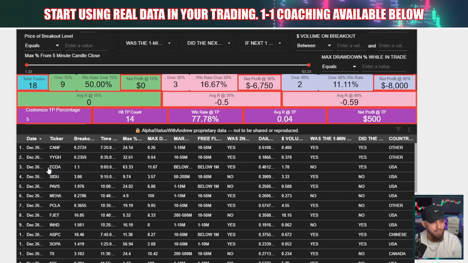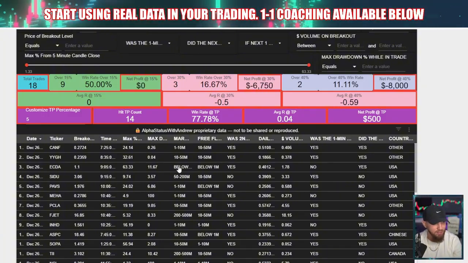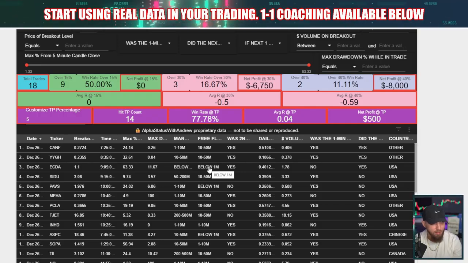Next one is going to be ECDA. Now, ECDA is a stock that's from the United States. We can see the country. We can see that the market cap was below 1 million and the free float was below 1 million. And then we come over here to, was the 1-minute candle trending green? And that answer was no.